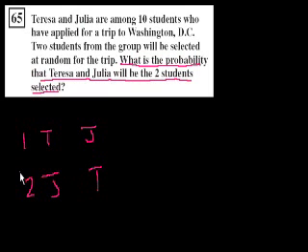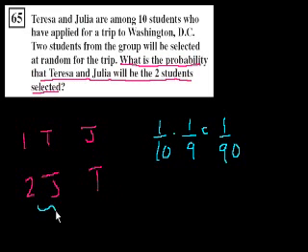All right, so let's see. The probability of Teresa, let me do this in a different color. There's 10 students, so there's a 1 in 10 probability that we pick Teresa first. And then once we pick Teresa first, the probability that we pick Julia next, well, now there's 9 students left, right? Because you've already picked Teresa. So there's a 1 in 9 chance you pick Julia, right? So that is equal to 1 in 90. So there's a 1 in 90 chance of this happening.